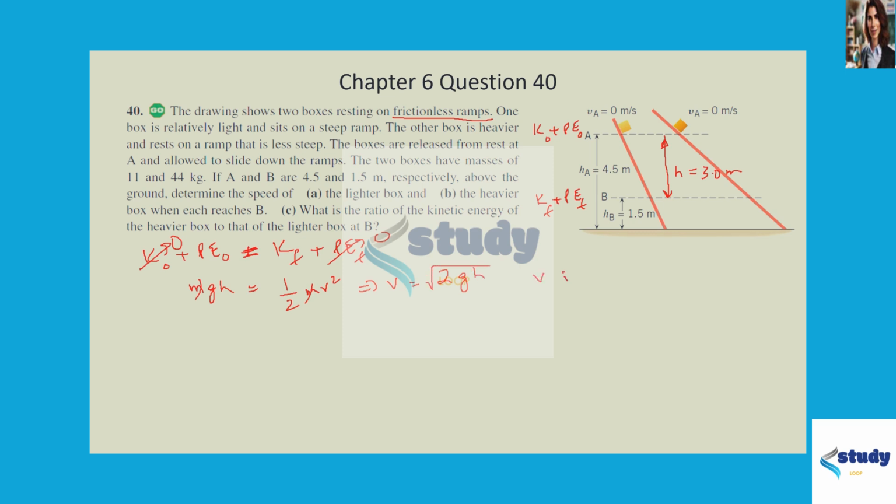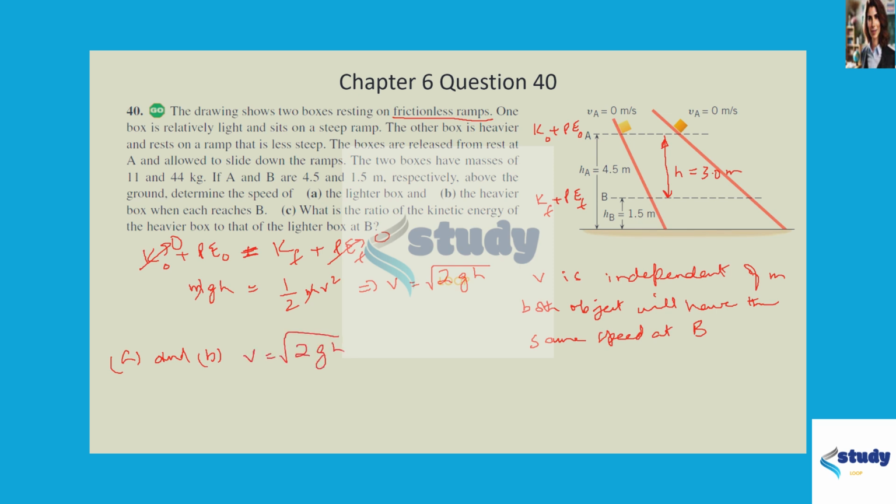Now v is independent of mass. So what that means is that both objects will have the same speed at B. So the answers to both part A and B would be the same, which would be v is equal to square root of 2gh under the square root.